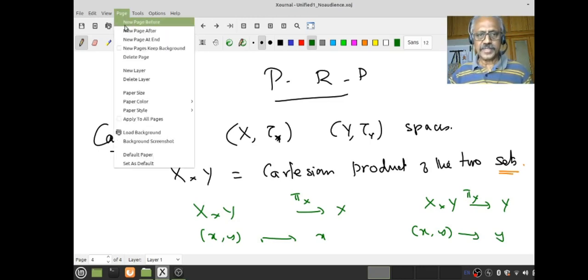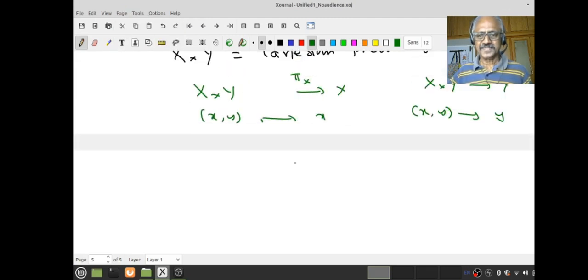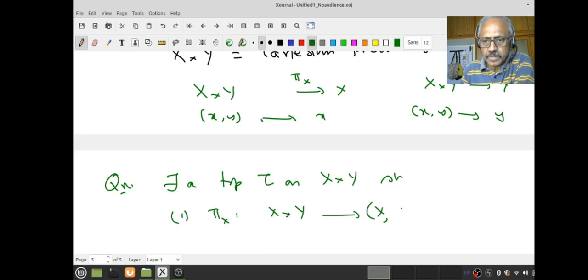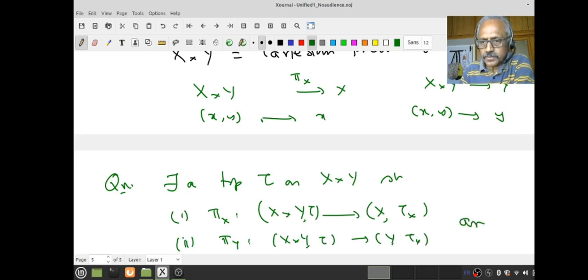Now, how many of you can think of a natural question now? So, the question I can ask is: does there exist a topology tau on the set X cross Y such that both the maps, what are the maps? Pi x from (X cross Y, tau) to (X, tau x), and pi y from (X cross Y, tau) to (Y, tau y), are continuous.